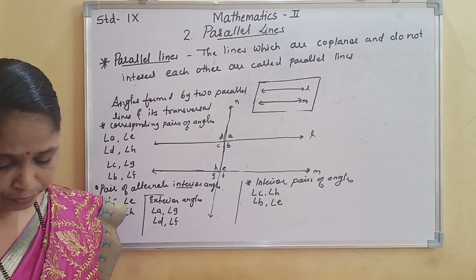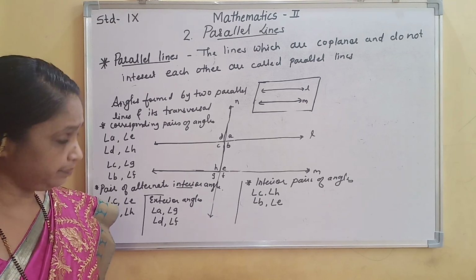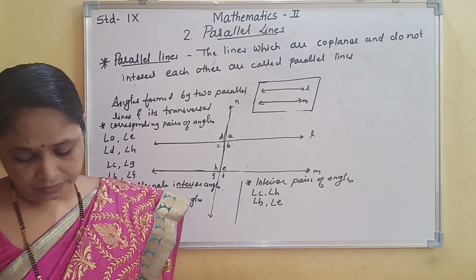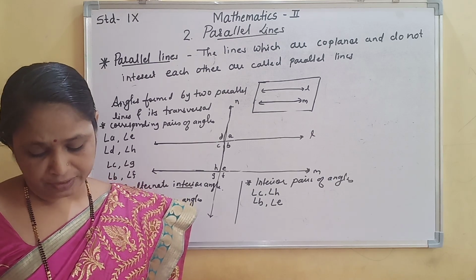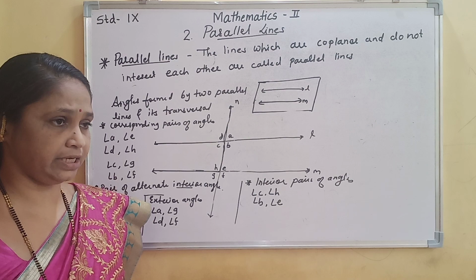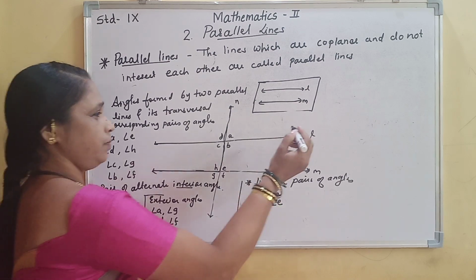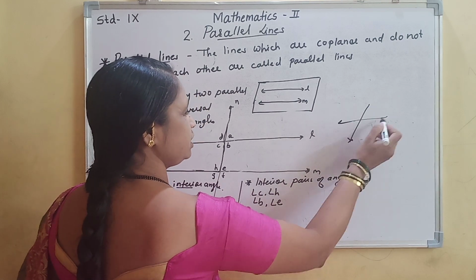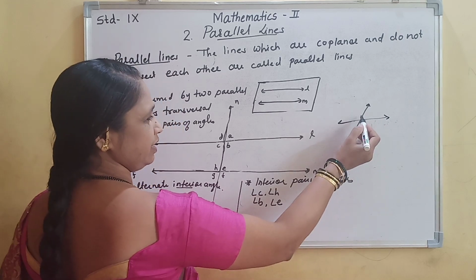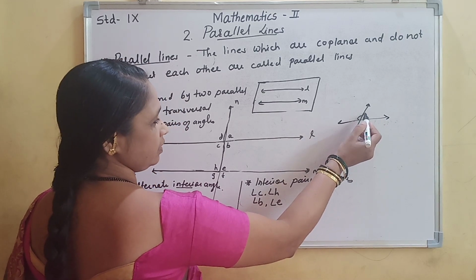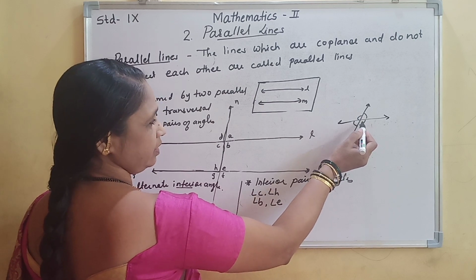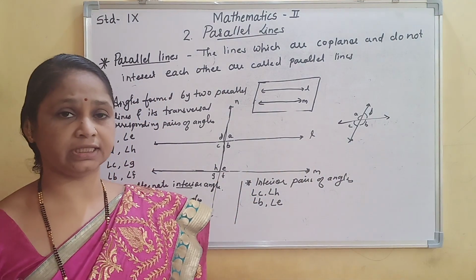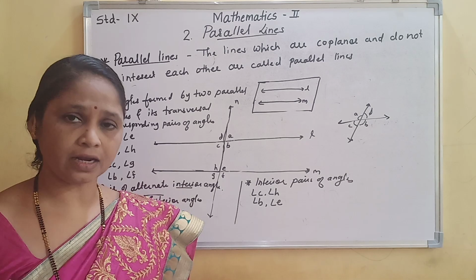Now see, some important properties we have to revise. Among these, the first one is: when two lines intersect, the pairs of opposite angles formed are congruent. We have learned earlier that two lines intersect each other. Suppose these two lines intersect each other. Here the vertically opposite angles formed are congruent. This means angle A will be congruent to B and C will be congruent to D. Vertically opposite angles formed by two intersecting lines are congruent.